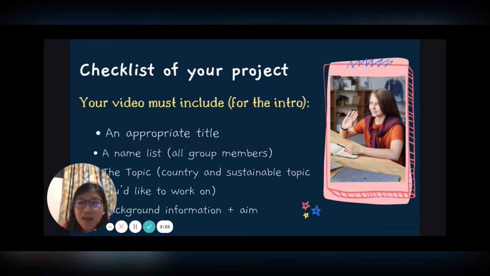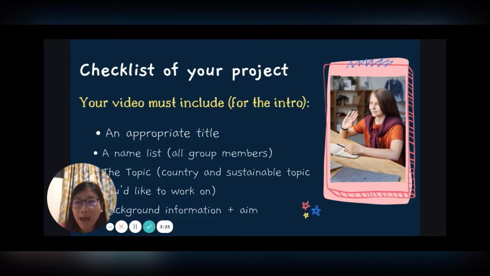Number 2, a name list to show all the group members in it. Of course, that is very important because we're going to assess each of your performance, just to be fair. So this is really important. Number 3, of course, your topic. Make sure you include the country and also the sustainable topic that you would like to work on.